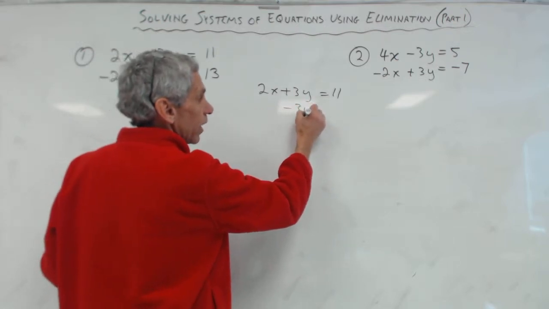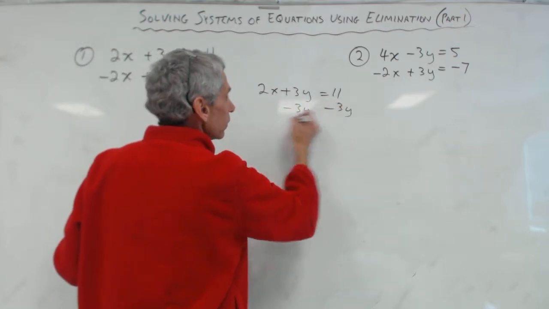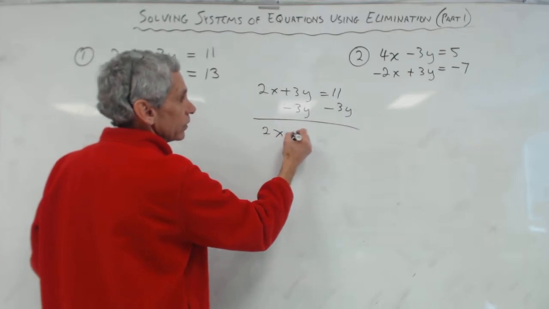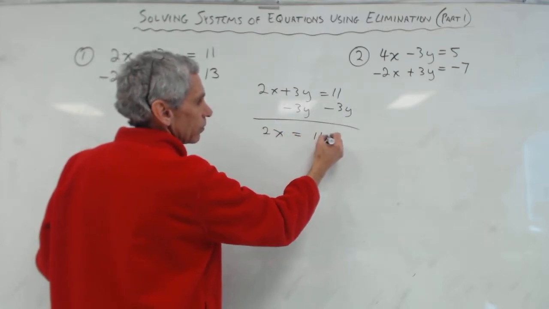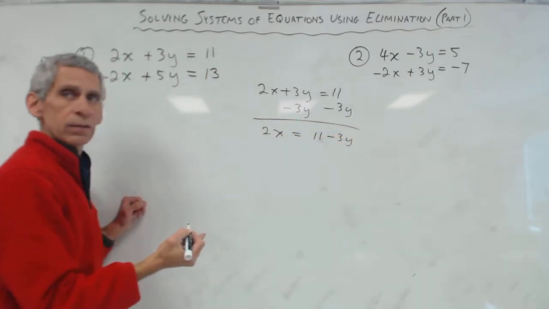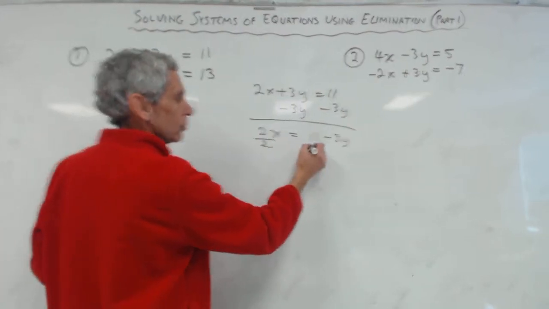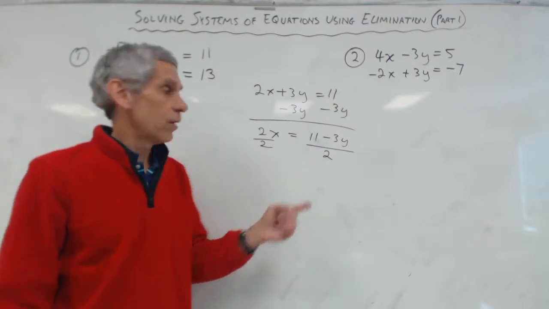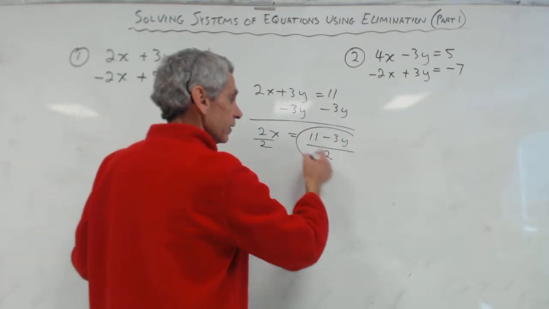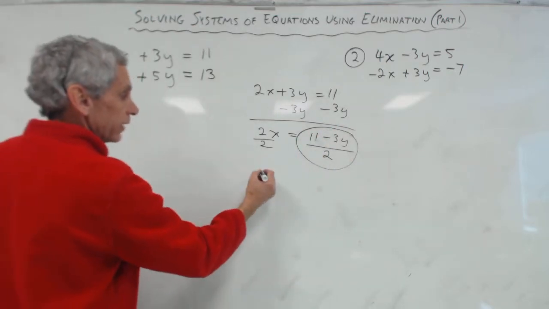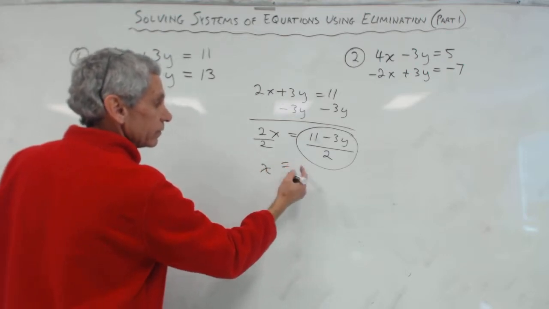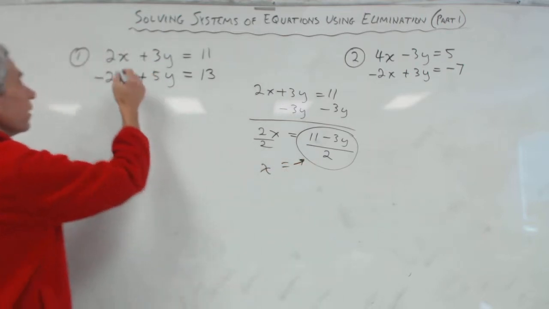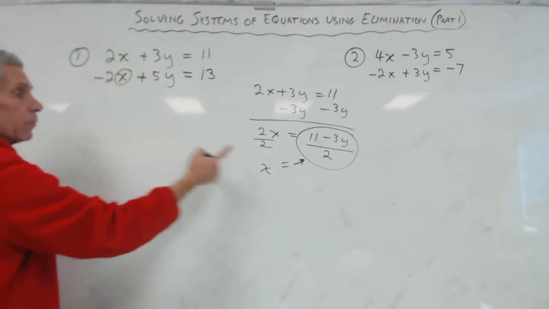Okay, we're going to subtract 3y. We have 2x is equal to 11 minus 3y. You guys agree with me? Yeah, divide everything by 2. So x is 11 halves minus 3 halves y. That's what x is, right? Yeah. So now I'm going to have to come to the other equation, and I got to plug this into this, right?